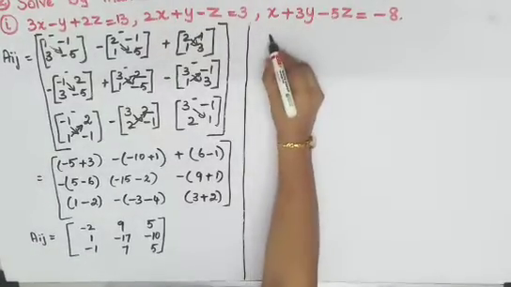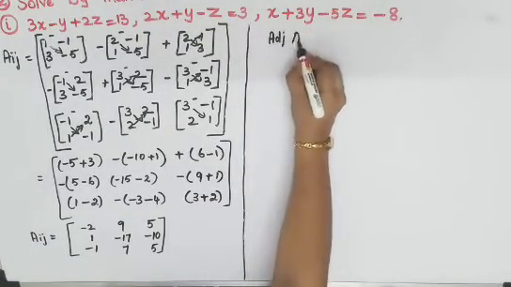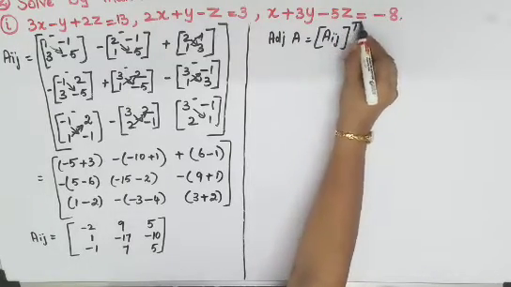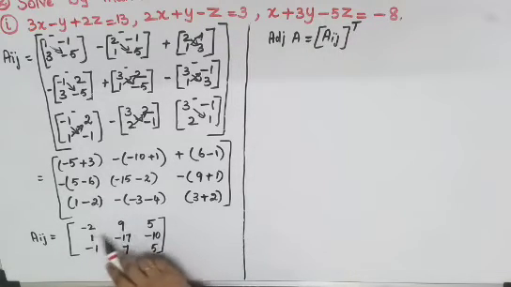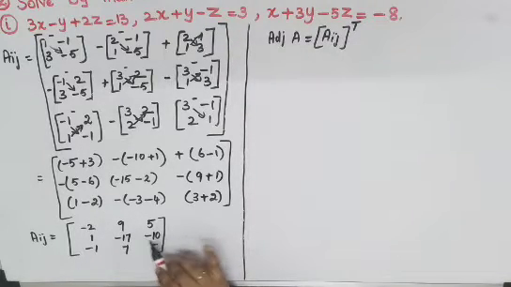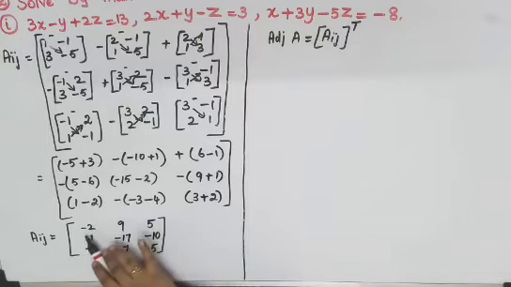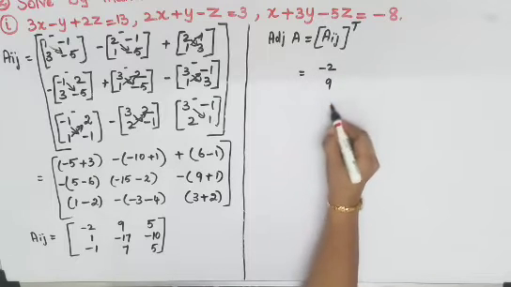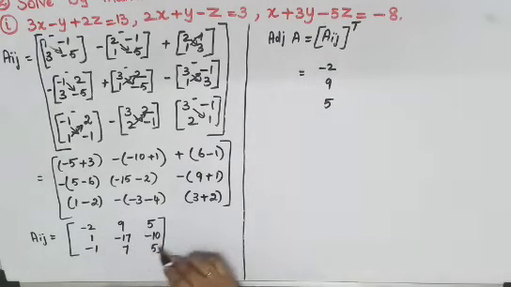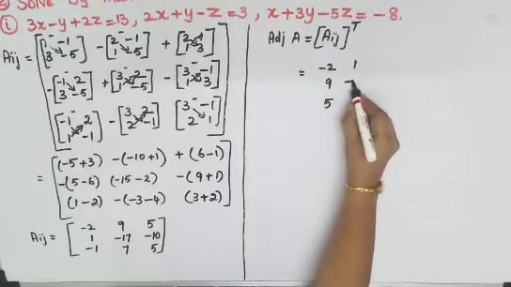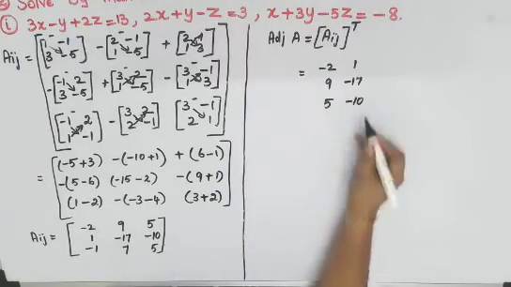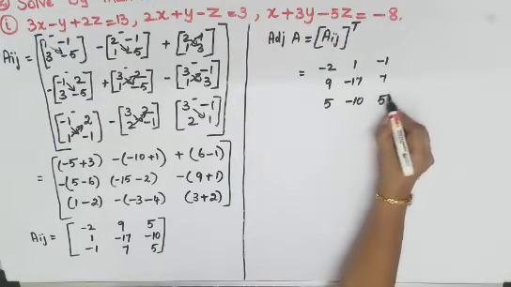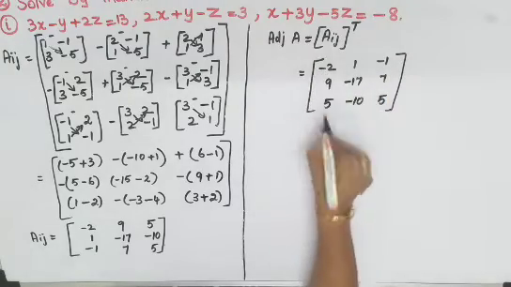Now you will have to find adjoint of A. So adjoint of A is equal to Aij transpose. Transpose we have done before. Nothing but changing your rows to column, otherwise column to rows. So here I will just change the rows to column, first row to first column. So you will have minus 2, 9, 5. Second row to second column, 1, minus 17, minus 10. Then third row to third column, minus 1, 7, 5. So this is your adjoint of A.